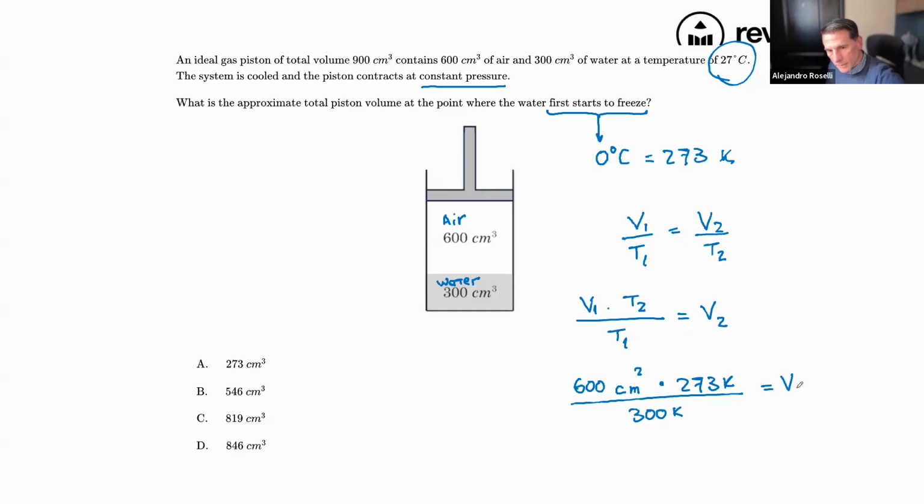Okay, let's solve for V2 now. Do the calculation. You can check right now if you have a calculator next to you. You can simplify those Kelvin units. There we go. You will get 546 cubic centimeters.